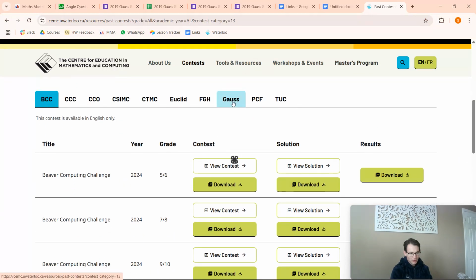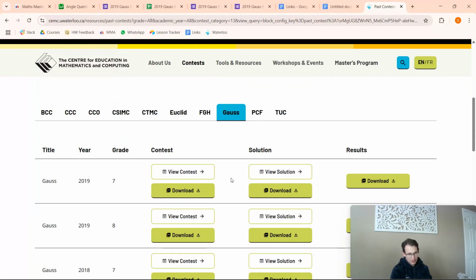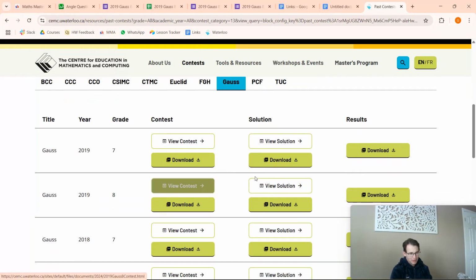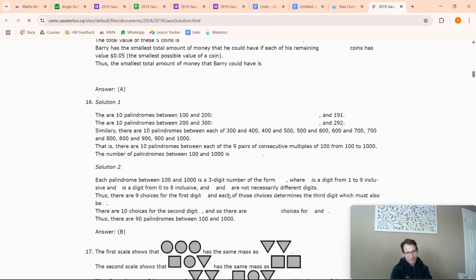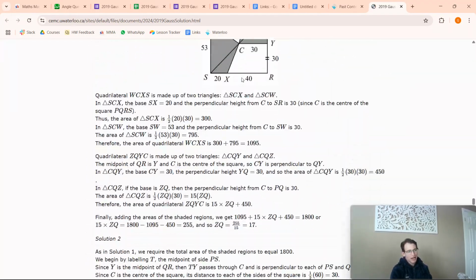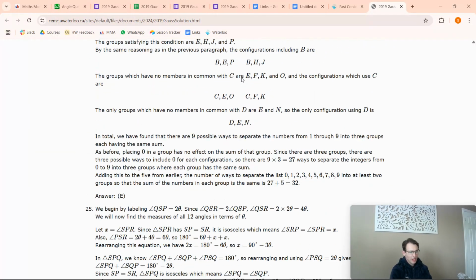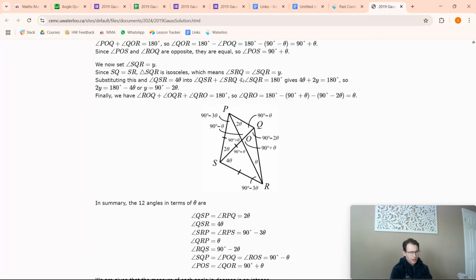Okay, Gauss. Look at all this math learning here. Just read it all and you'll be good at math. No, you have to try. You can't read this stuff and learn. Okay.